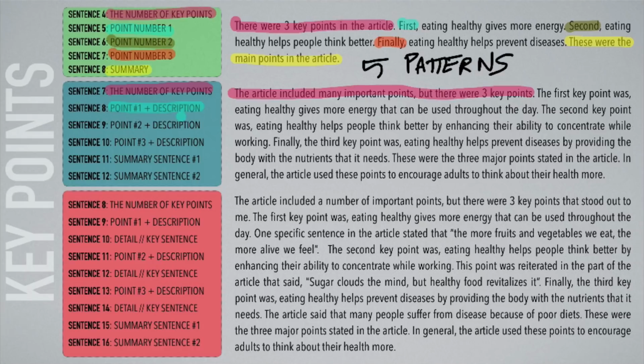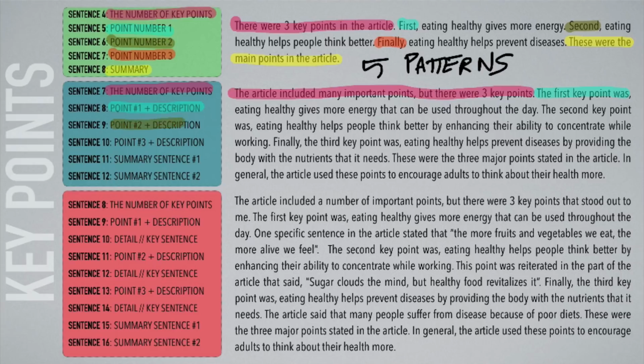Okay, it says, the first key point was eating healthy gives more energy that can be used throughout the day. So for this sentence, the pattern is "the first key point was." So instead of the beginner level, which was just "first," now for the intermediate level, the pattern is "the first key point was." Okay, let's move on to the next sentence.